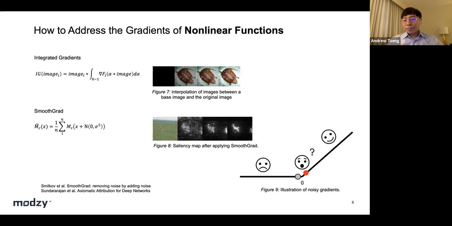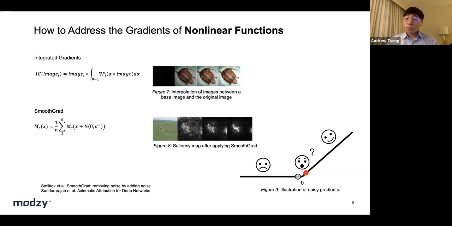I want to illustrate how this works. In figure 9, as you see, what integrated gradients do is that they have additional dots between the gray dot and the red dot. So when you average those, you would have a value that's not 0 or 1, but something in between. So that solves the problem.